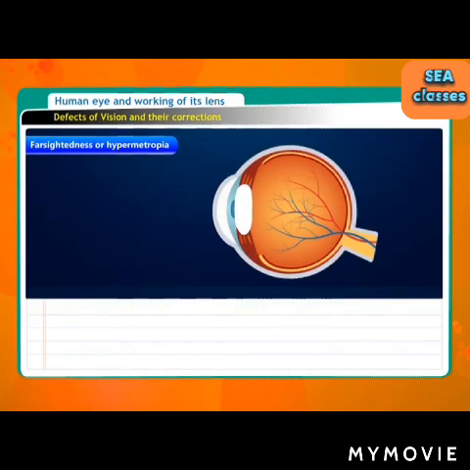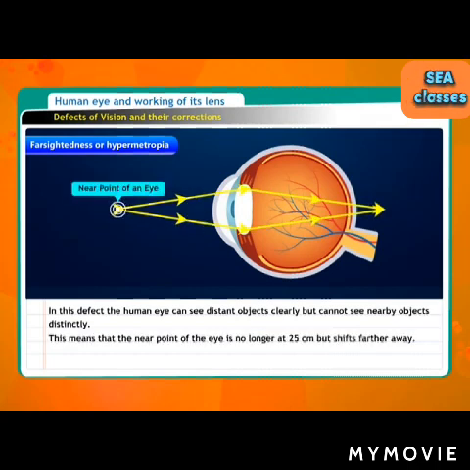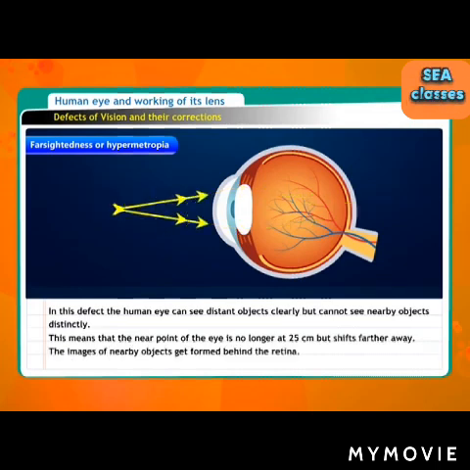Second, farsightedness or hypermetropia. In this defect, the human eye can see distant objects clearly but cannot see nearby objects distinctly. This means that the near point of the eye is no longer at 25 cm but shifts farther away. The image of nearby objects gets formed behind the retina.